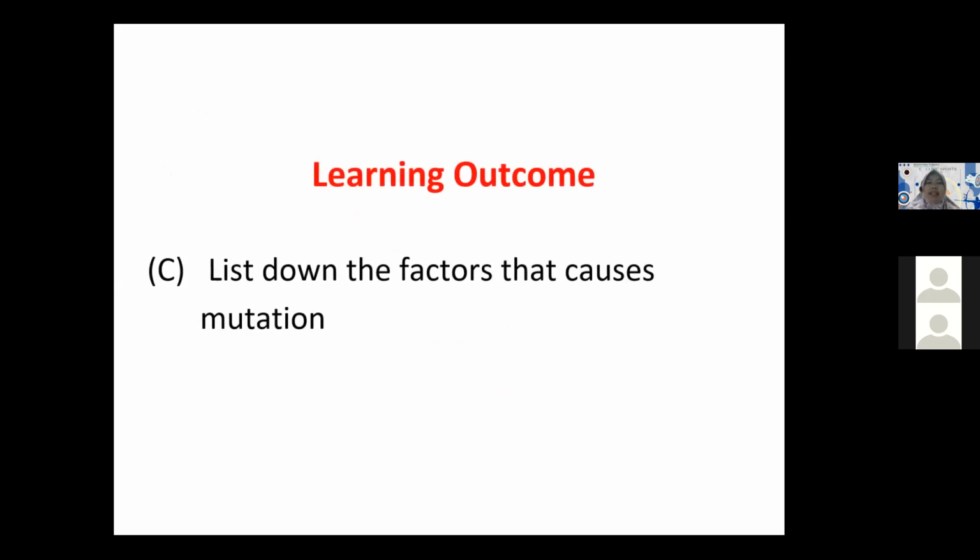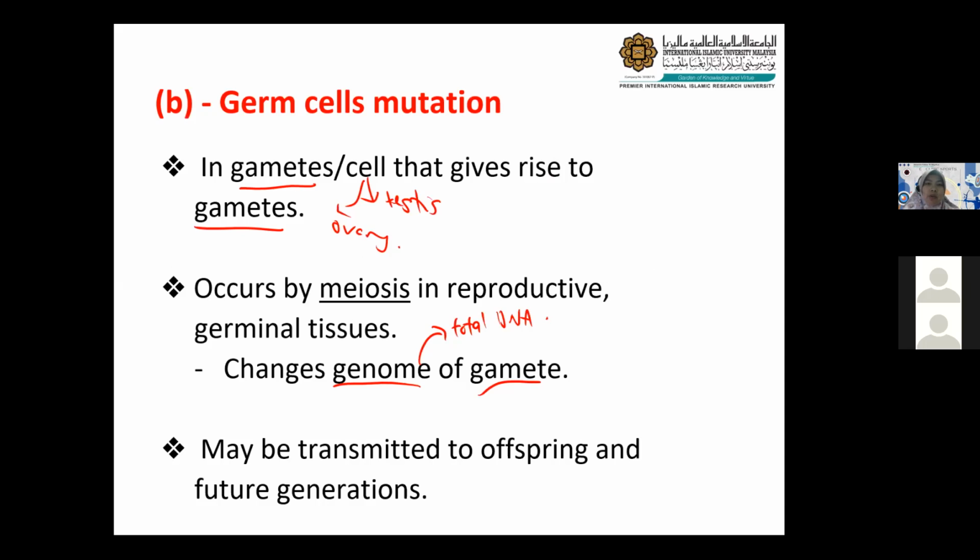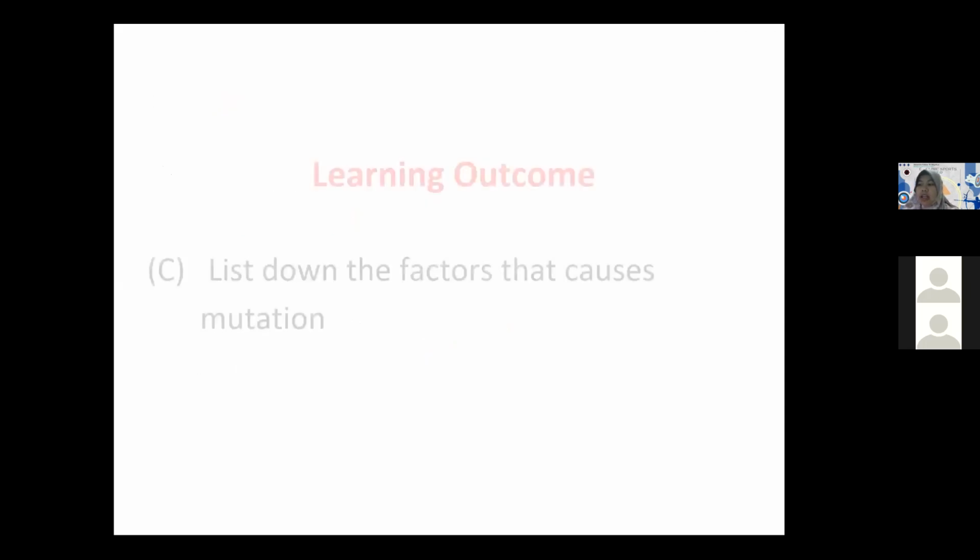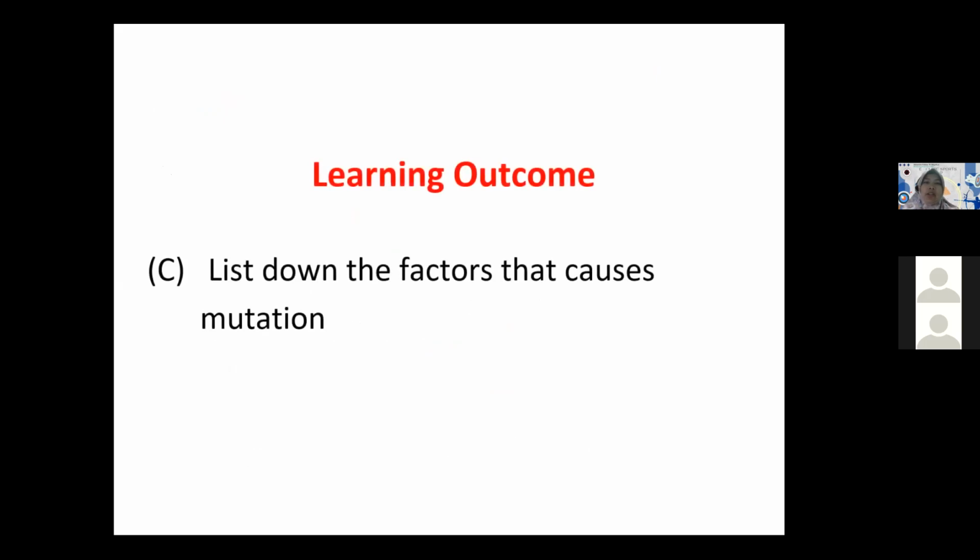Now let's see what factors cause mutation. Please let me know if you want to jot something. List down the factors that cause mutation. So what causes mutation to take place? Kita dah tengok effect dia. Mutation ada dua, somatic mutation or germ cell mutation. Somatic mutation cannot be transmitted to the offspring. Germ cell mutation can be transmitted to future generations. So now let's see what caused the mutation.